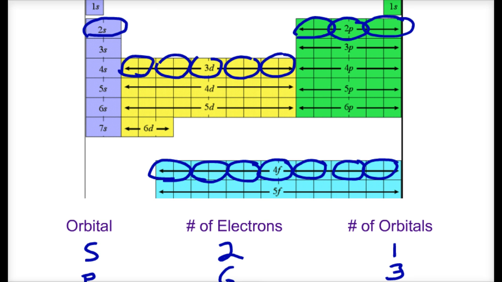For f's, there are 14 electrons or 7 possible orbitals in a given energy level. So s's, there's 1 orbital in an energy level. P's, there are 3 p orbitals in a given energy level. There are 5 d orbitals in a given energy level, and there are 7 f's in a given energy level.